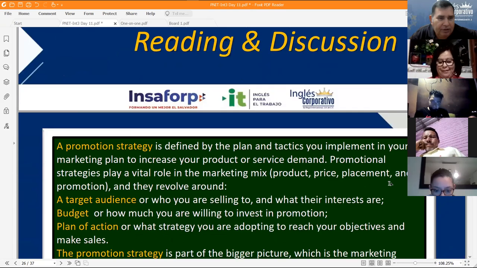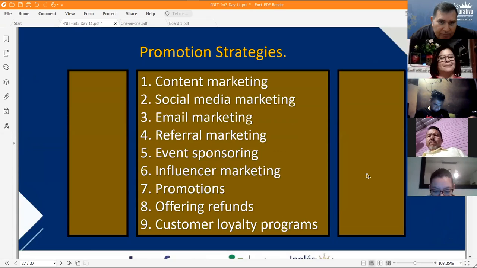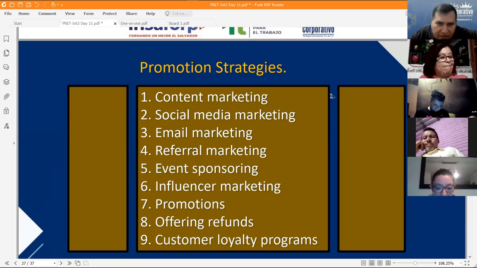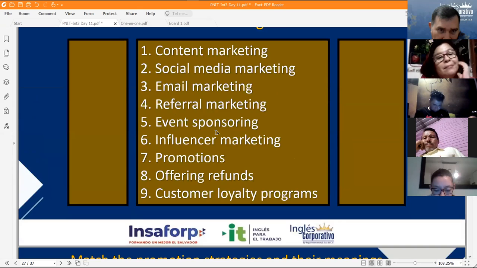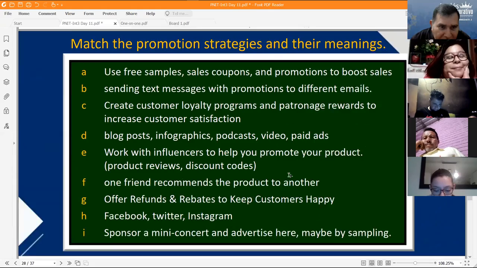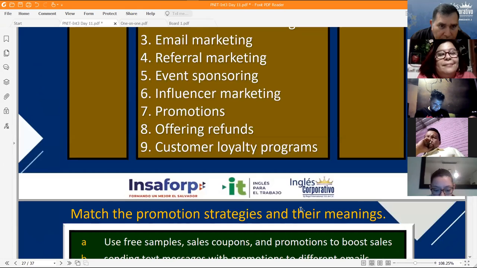Okay. This is a reading. But before we get to this reading, I would like you to look at these strategies. I'm going to read it for you, and this is what you're going to be doing in the group: matching the strategies and the definitions or the meanings. We're going to understand it.